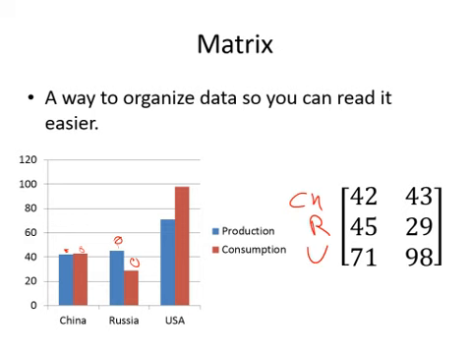So it looks like each country is going across. These are our rows. And then going down must be our production: 42, 45, 71. If you look at all the blue ones, that's production. And then the other one must be consumption. So instead of having to deal with this whole graph, we're just dealing with a matrix with just the data that we need.